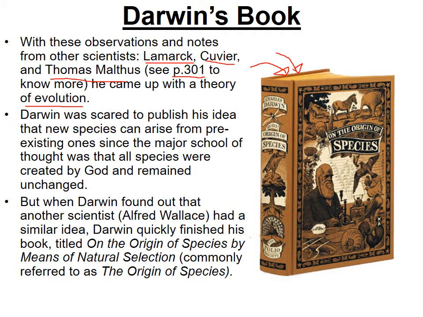But then later on he found out that another scientist, Alfred Wallace, independently came up with a similar idea. Alfred Wallace had made similar observations in his studies. And so when Darwin heard about this, he said, okay, I think it's time for me to publish this. This is my idea. I need to show the world what I came up with all my observations. And so he came up with his book on the origin of species by means of natural selection. That's the original title, but we commonly call it on the origins of species. So this is where he published everything and released it for the scientific community to see.